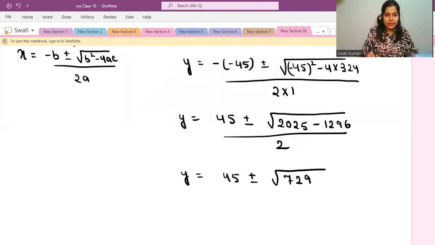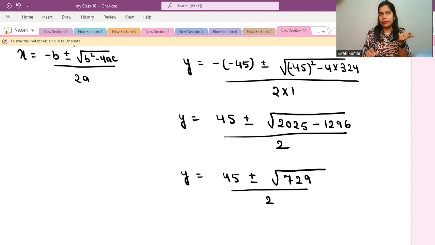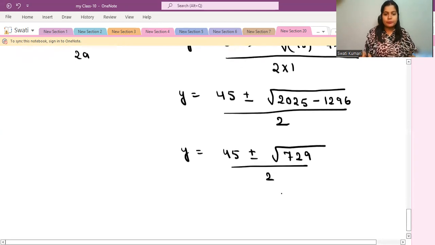Okay, so 729 upon 2. Let me think, what should be the square root of 729? Because 25 square is 625, so it should come between 25 and 30. So I think it is 27, because only 7 into 7 will give us 49, which has a 9 here. So yes, this is 27 for sure.